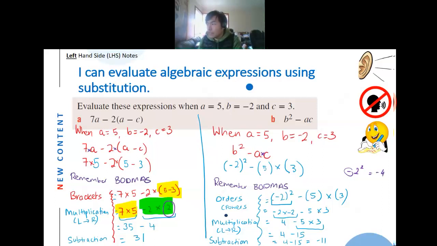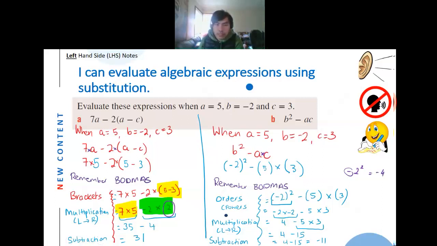Then we have the 5 times the 3. So 5 times 3 is 15. And then finally, we've got the subtraction. And for subtraction, we have 4 minus 15. And because we have a smaller number subtracting a bigger number, that would give us a negative answer. All right, so it's going to be negative 11. So I hope that these examples make sense and help you understand what you have to do here. If you have any questions, please feel free to ask me.